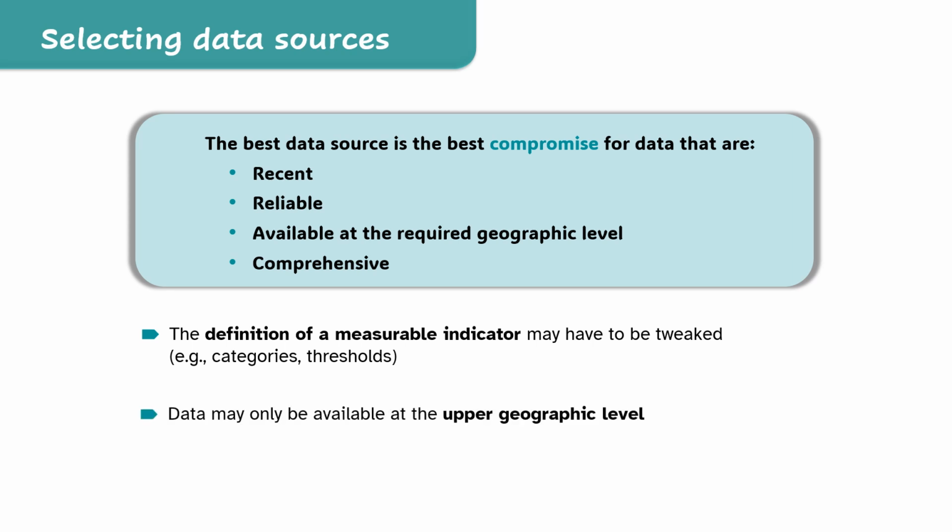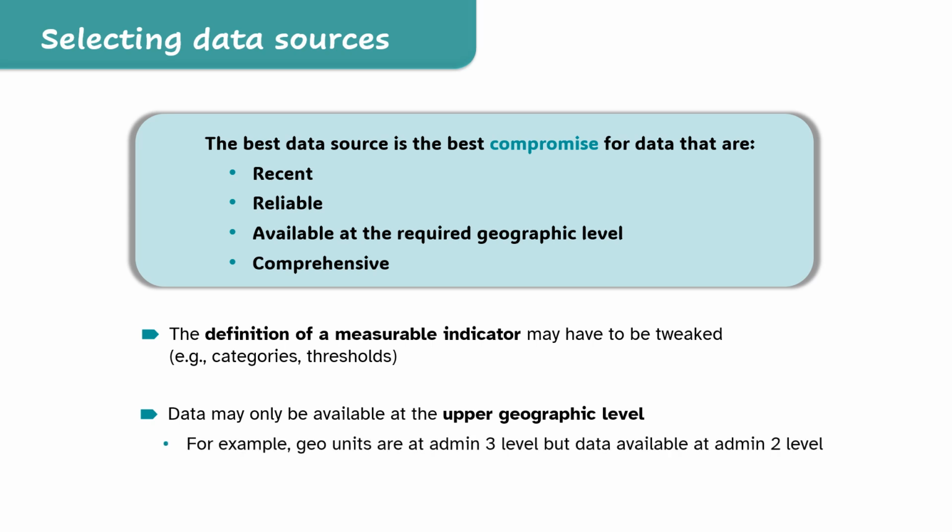It may also happen that for some indicators, no data is available at the geographic level of PAMI, but only at the upper geographic level. For example, if the geographic level of PAMI is Administrative Level 3, it may happen that for some vulnerability factors, data is only available at the Administrative Level 2. The recommended approach in this situation is for lower-level geographic units to inherit the value of the upper-level units regarding the presence or the absence of the factor considered.